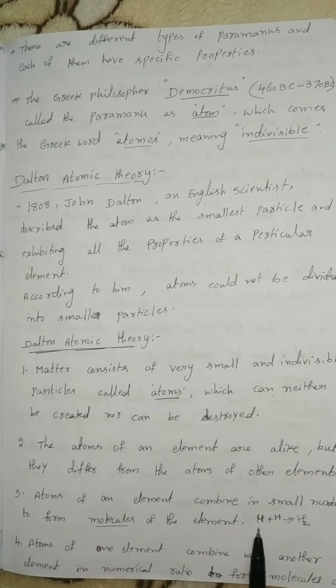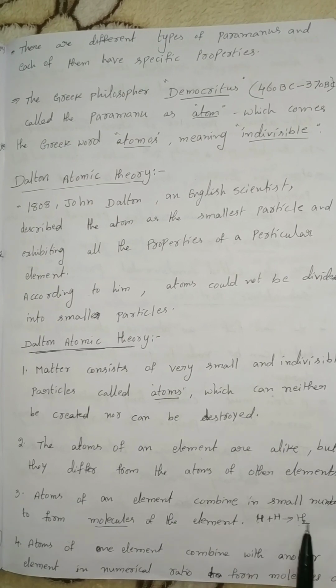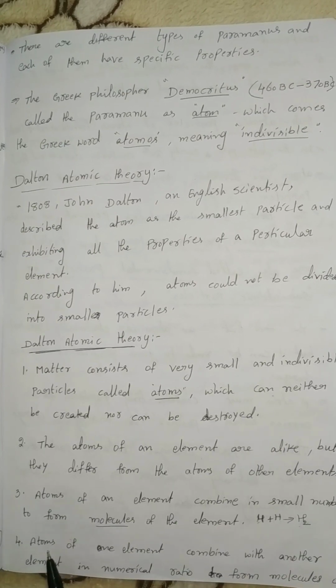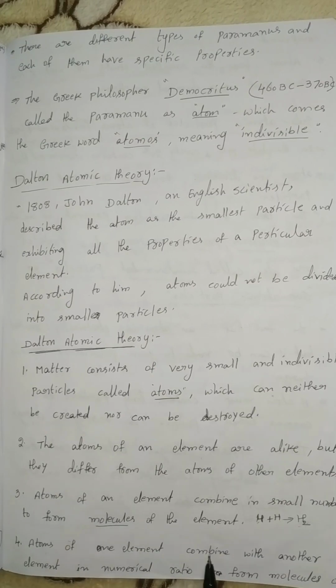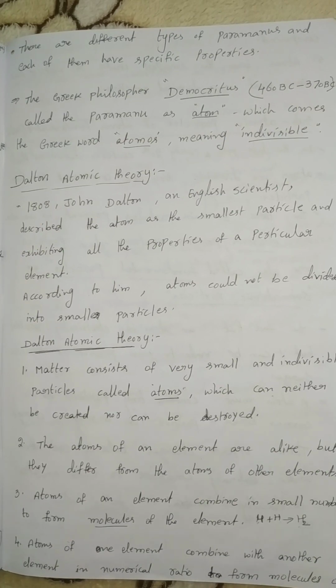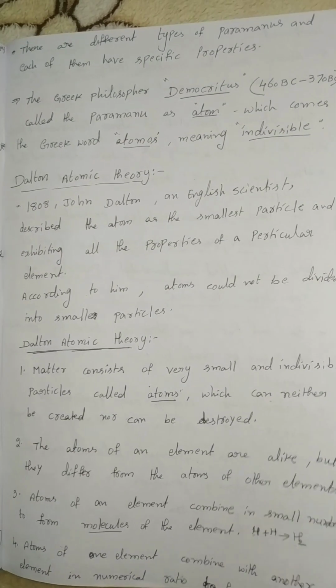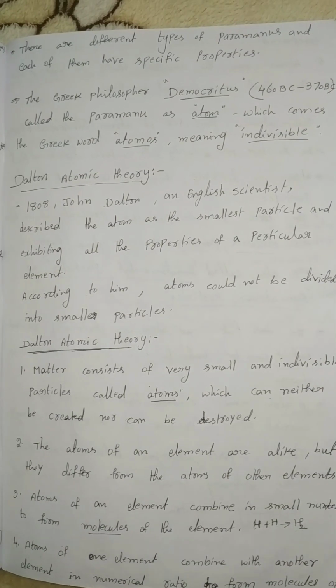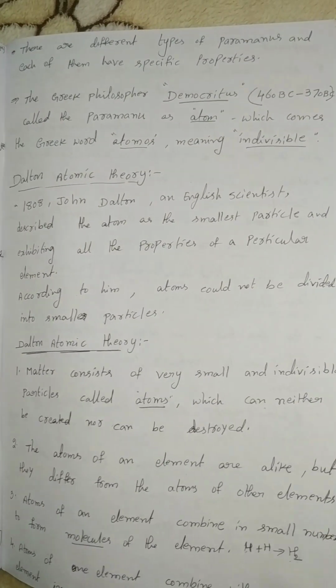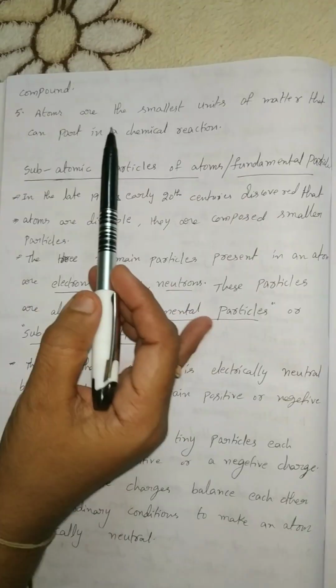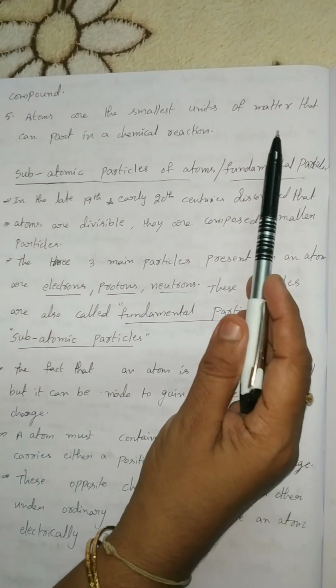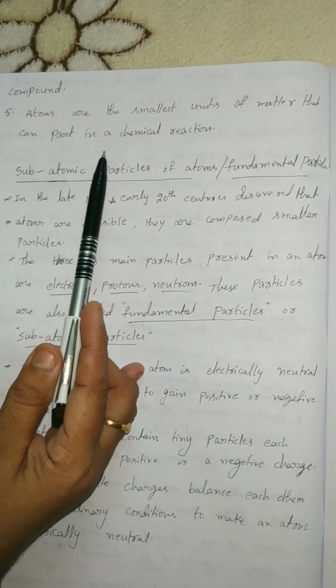For example, hydrogen atoms combine and form a hydrogen molecule. Atoms of one element combine with another element in a numerical ratio to form the molecules of compounds. So different molecules or different atoms combine to form a chemical combination. Atoms are the smallest units of matter that can take part in a chemical reaction.